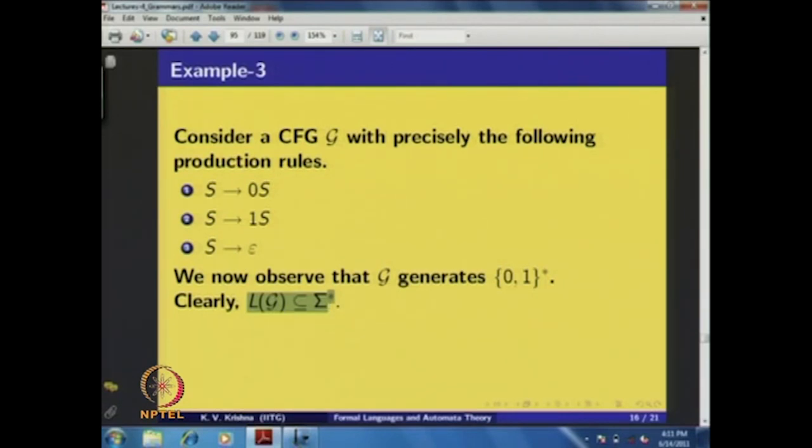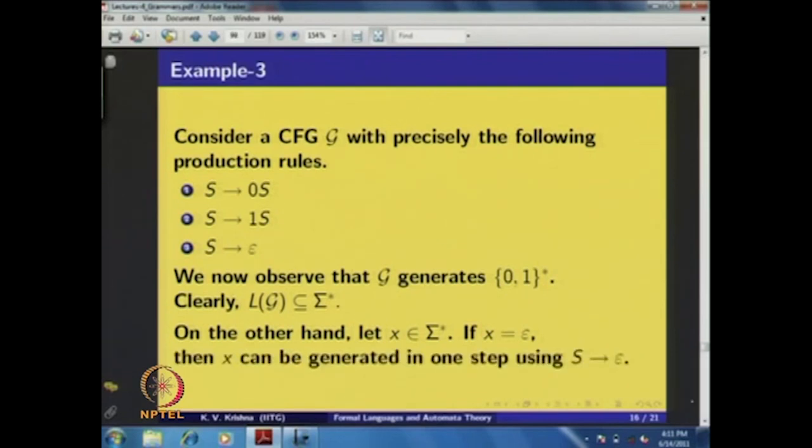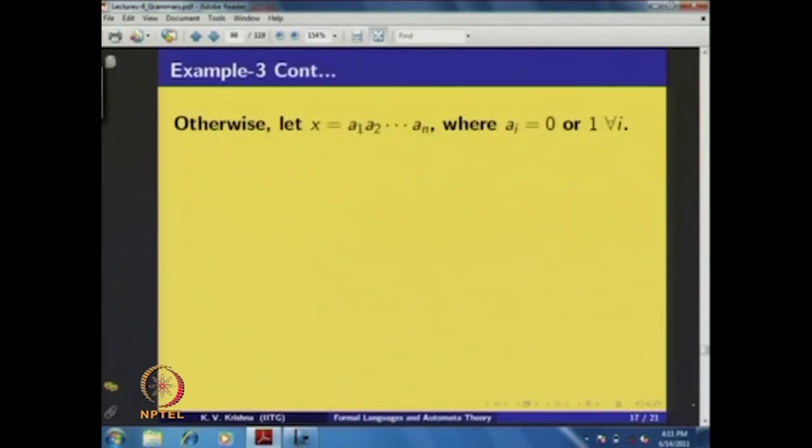Conversely, we have to understand that every string of sigma star can be derived in this grammar. Take an arbitrary string x in sigma star. If it is the empty string, using the third rule, in one step you can derive it. Otherwise, write it as a1 a2 ... an, where each ai is either 0 or 1, some n-length string. Now, this a1 a2 ... an we can derive as shown below.